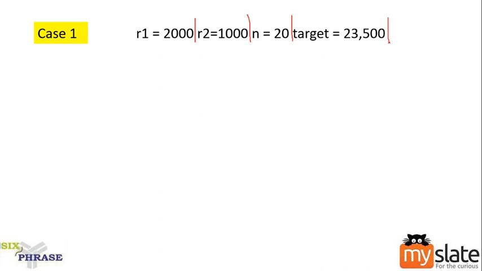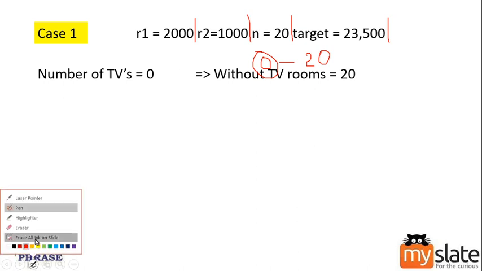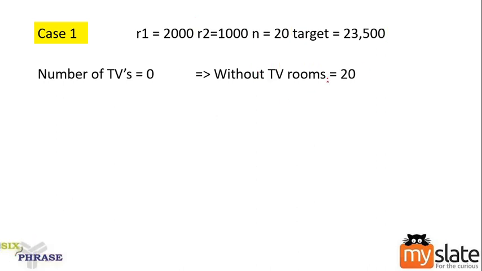And what did we say? Number of TVs can be in the range 0 to 20. Yes. Let us start from 0. What if I have no TV at all? Consider this scenario. Okay. So number of TVs is 0 means how many rooms are there without a TV? Number of rooms without TV is 20. Can you see that? Number of rooms without TV is going to be 20.